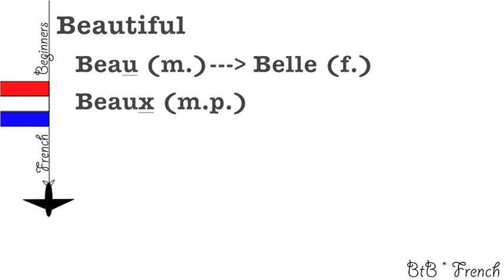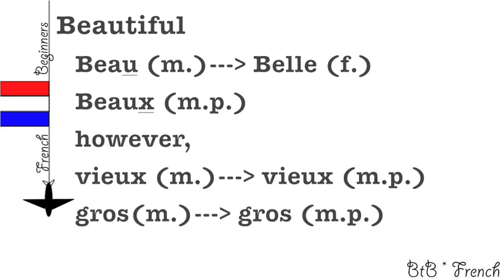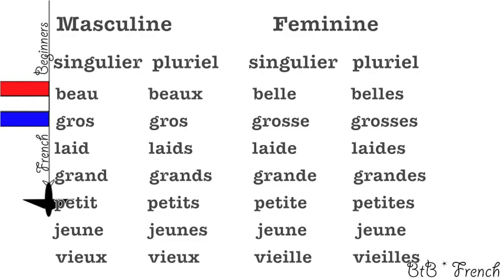In these cases, one has to memorize and familiarize themselves with the feminine and masculine form. For the masculine plural form of the word beau, there is an X added at the end. This is a common rule in French when the masculine singular adjective ends with the letter U. For the plural form, one adds an X. However, for adjectives such as vieux and gros, the plural masculine form is the same as the masculine singular. Here's a list of more adjectives. We'll start with the masculine and move on to the feminine.